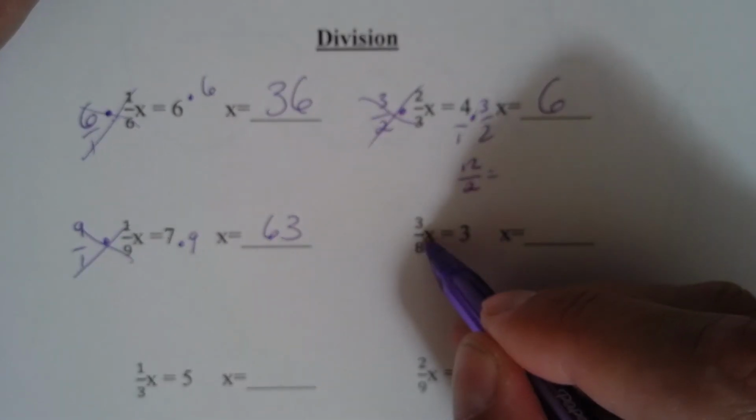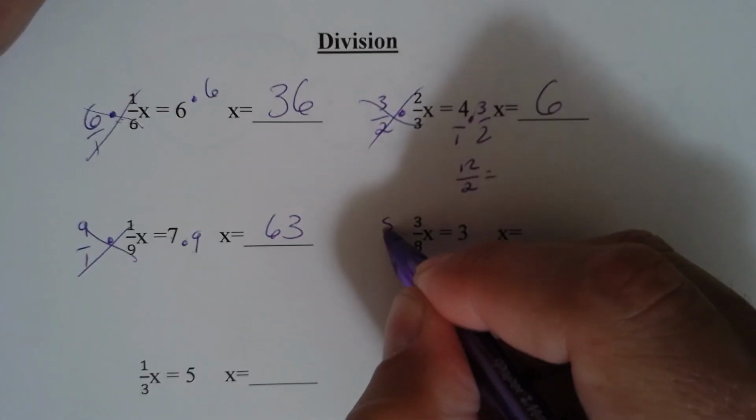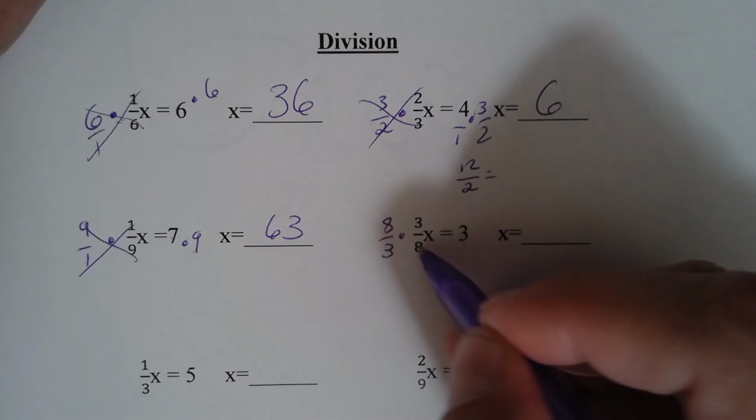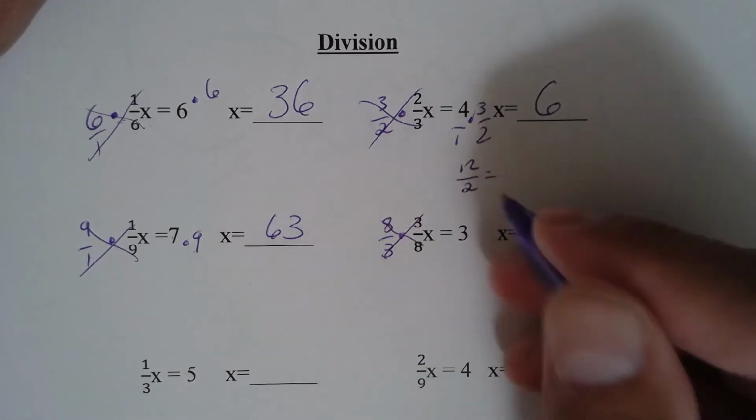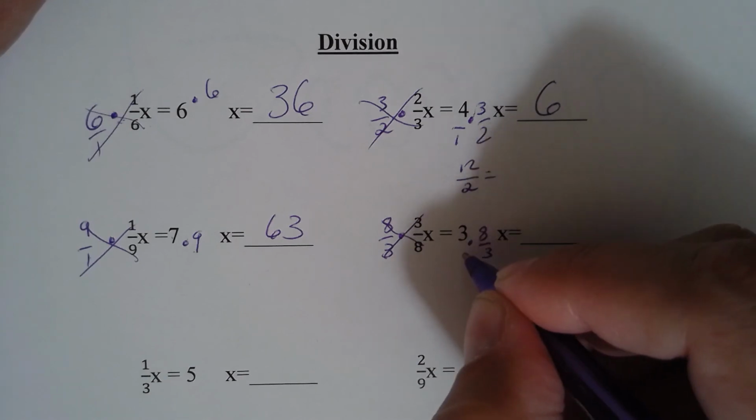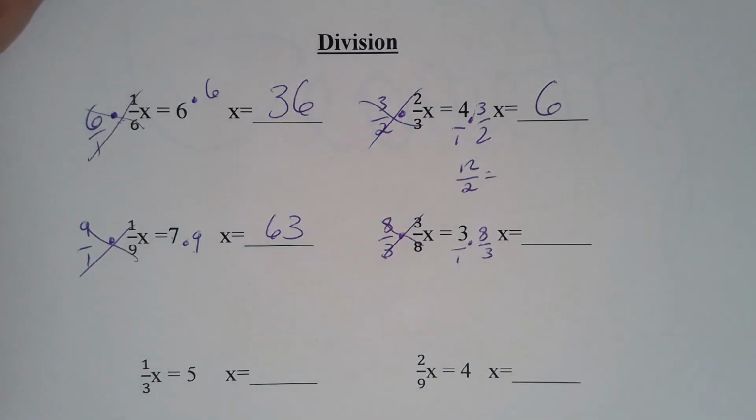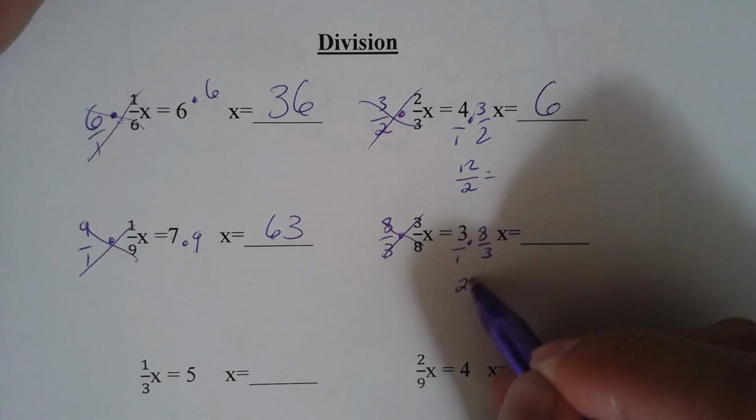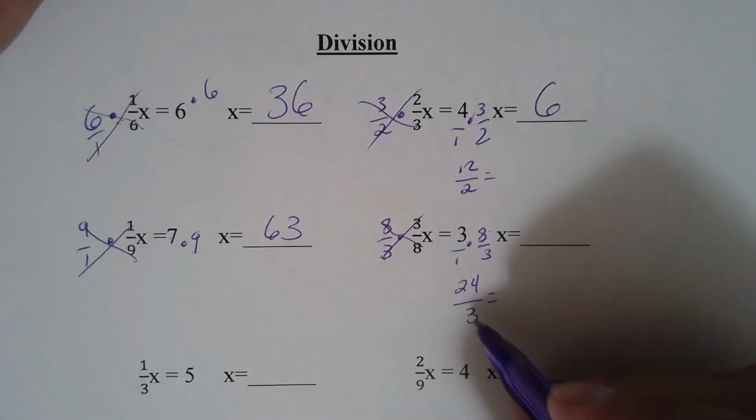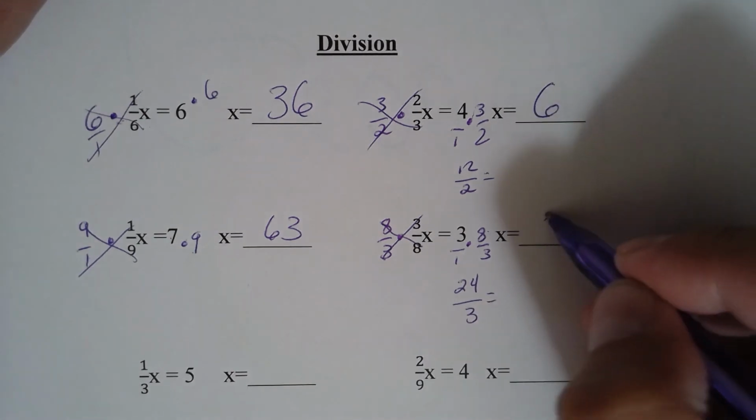Multiply by its reciprocal, 3/8. Okay, well, 8/3. Remember, we're trying to get the numbers away from x. So since I multiplied by 8/3, I'm going to do it again. If I want 3 to be in a fraction, put a 1 underneath. 3 times 8, 24. 1 times 3, 3. 24 divided by 3, 8.